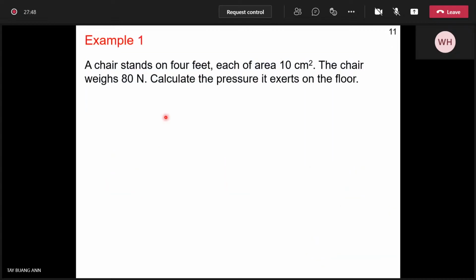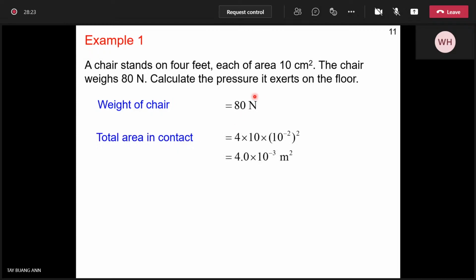Okay, so here is a simple example. For example, a chair stands on 4 feet, right? And each foot has an area of 10 centimeter square in contact with the floor. And the chair weighs 80 Newton. So here we can calculate the average of this force over the 4 legs. If you have 2 legs only, it means each leg will support more weight, right? But here we have 4 legs, so we expect the pressure should be lower. So we just calculate it. The weight of the chair is 80 Newton. Total area in contact, because this weight will be distributed over the 4 legs.